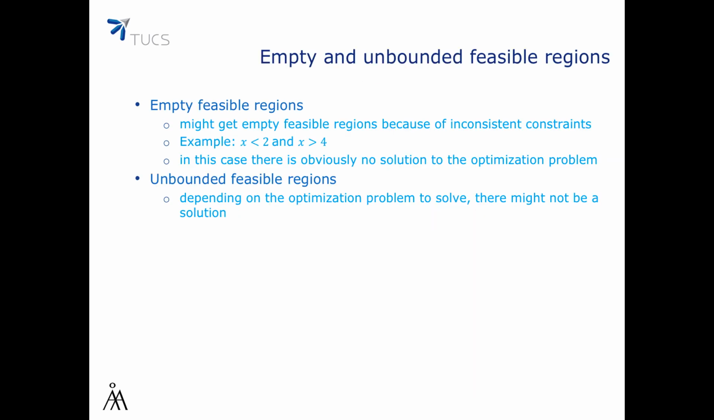It's of course possible that we may get empty feasible solutions. This is because, for example, the constraints are inconsistent, such as asking that a variable is both smaller than 2 and larger than 4. We may also get infinite or unbounded feasible regions, for example, asking only that x is larger than 40. In such a case, the objective function may sometimes increase to infinity, and so there is no maximum point for it. Or in other words, the problem has no solution.